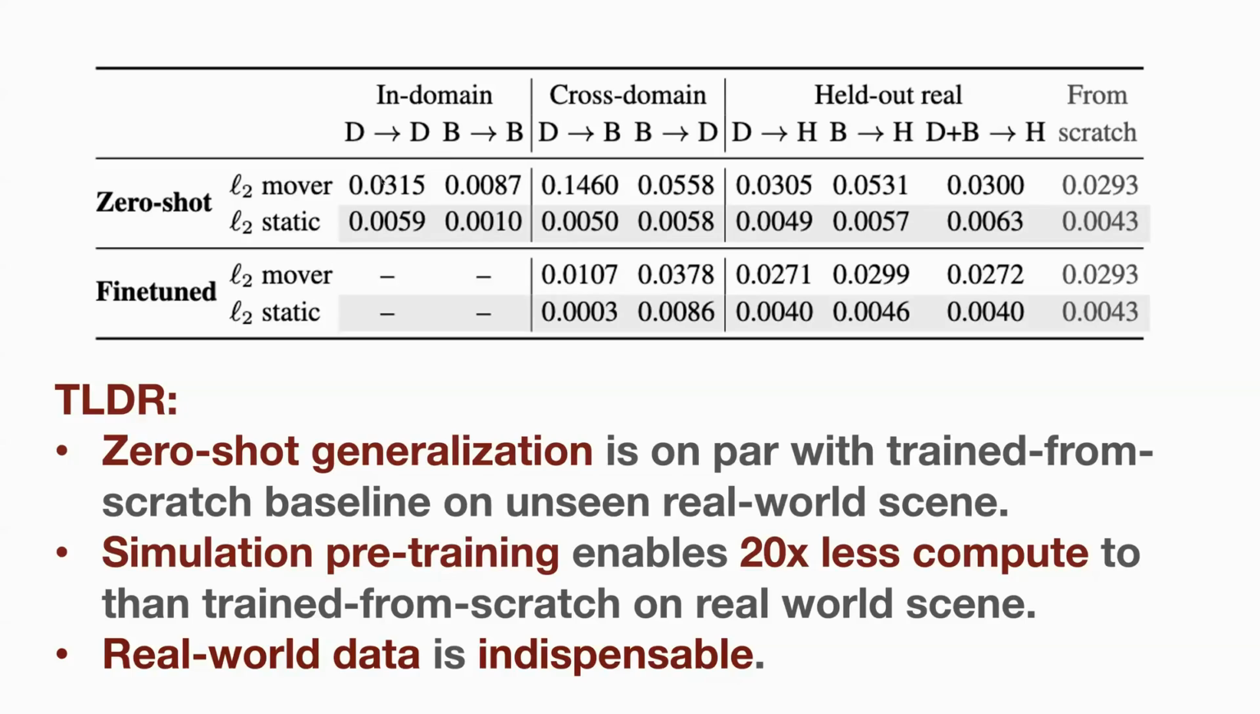And then if you fine-tune, adding only 5% of the fine-tuning data, you can outperform the from-scratch baseline. Another interesting point is simulation pre-training. Adding simulation pre-training enables 20x less compute compared to the from-scratch baseline on the real-world scene. But real-world data is still indispensable, because if we only do simulation pre-training, it doesn't really work.